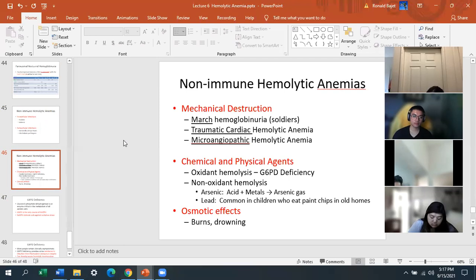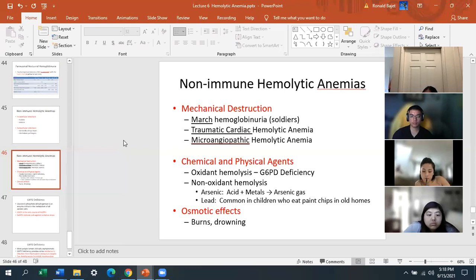So mechanical destruction, marching or march hemoglobinuria, and that's soldiers, the recruits, when they go to their boot camp and they do nothing but marching. They're actually on the heels of their feet, destroying red blood cells. They march a lot. So some of the recruits can actually become anemic, and they're actually suffering from hemolytic anemia because of all the red blood cells that they're smashing because of the marching of their feet. So that's march hemoglobinuria.